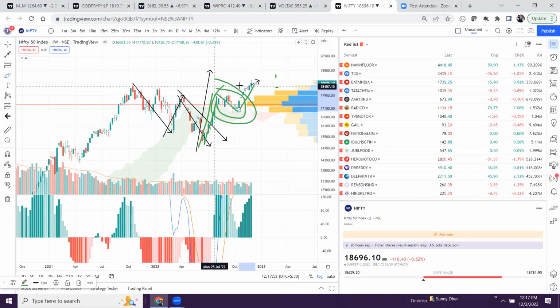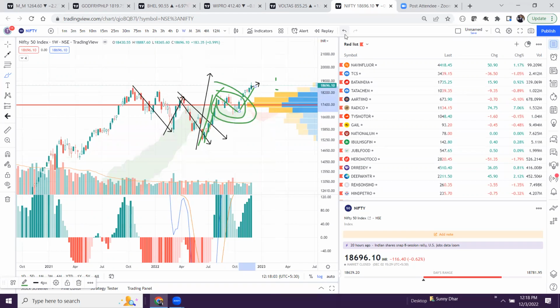So is this clear? Yes, sir. Any doubts? Not yet. Any other, we have some time, so any stock you want me to apply this logic to? So what is happening to Gland Pharma?